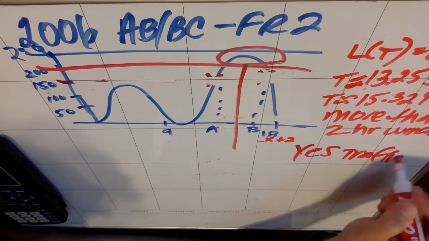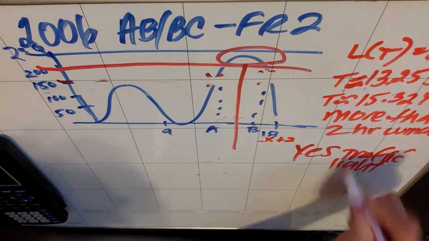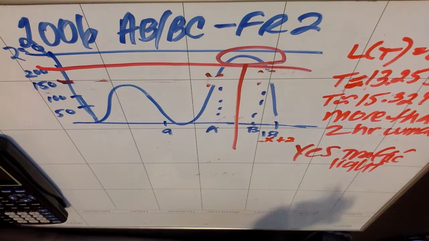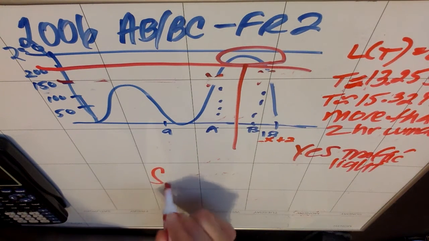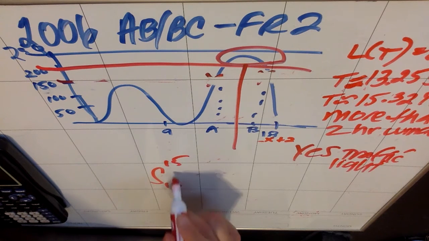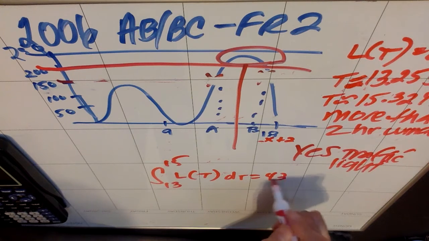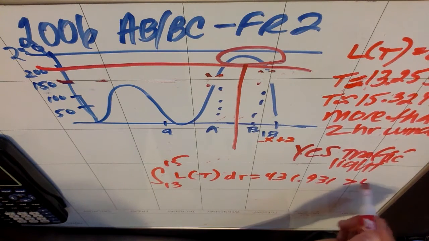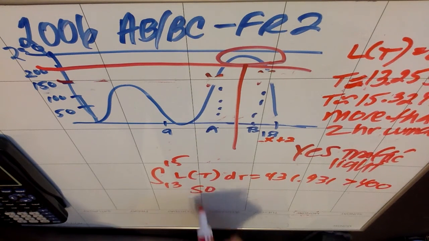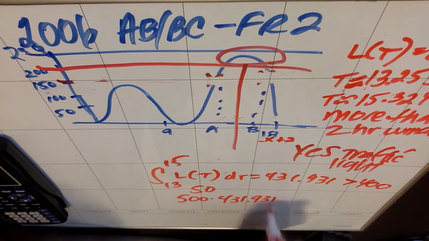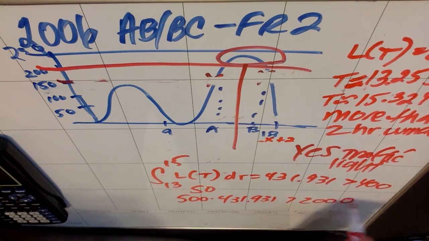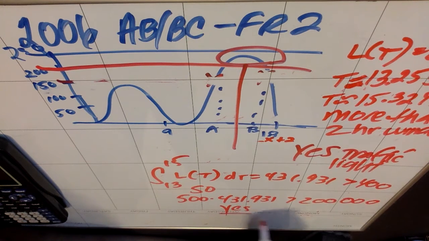Now there's another way to do it. The other way the AP suggested was that you could pretty much guess and check and find that if you were to integrate from, let's say, straight up 13 to 15 of this thing, you get a value that is bigger than 400. So 500 times that 431.931 is definitely bigger than the 200,000. So yes, you need a traffic light. Either way you do it, you can figure out that you need a traffic light.